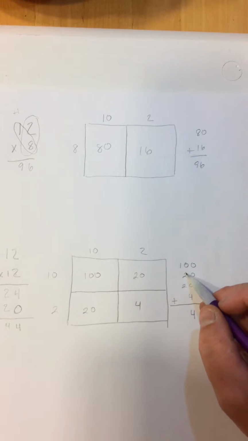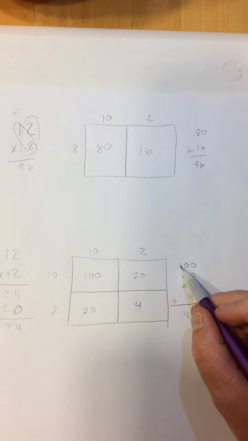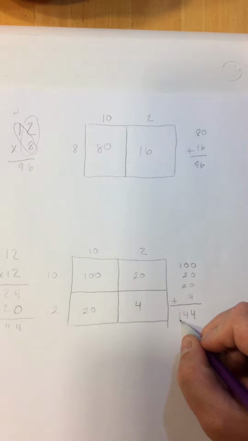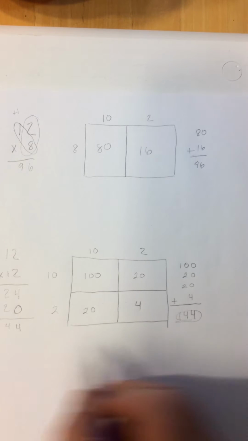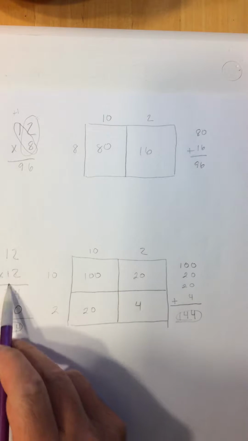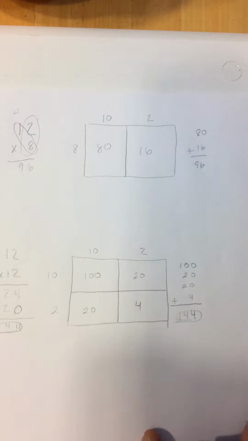In my tens column, I have 2 2s. When I add them together, it comes out to be a 4 as well. And in my hundreds column, I only have a 1. I don't have anything else to add to it. As you can see, 12 times 12 is 144, whether you use the standard algorithm or the area model.